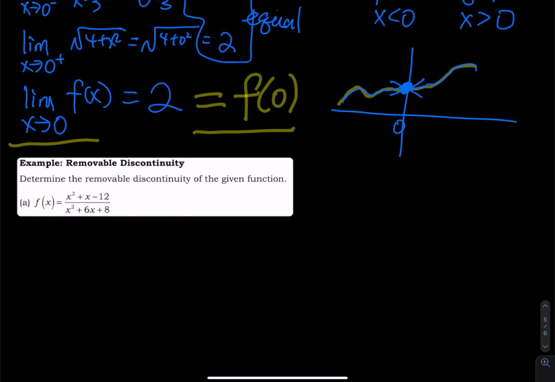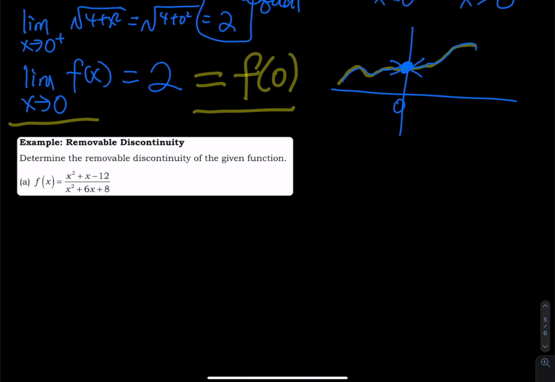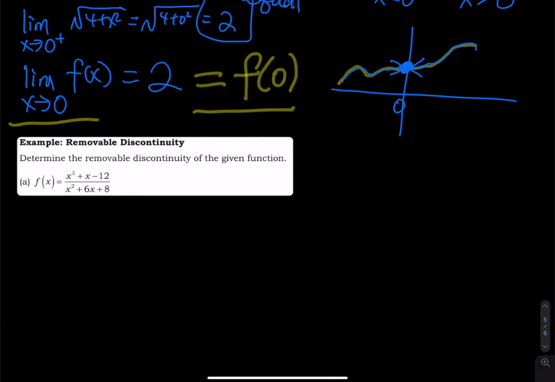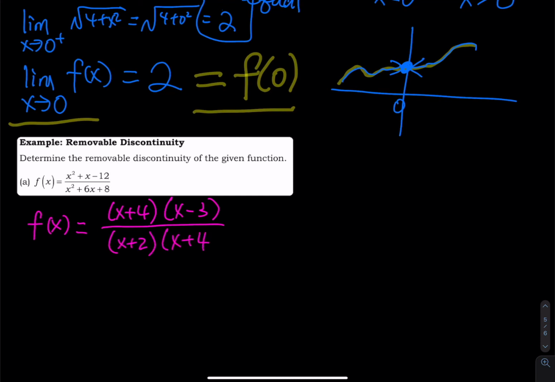Most likely, you have a 0 in the denominator. But you can do algebra to remove the 0. If that is successful, then the 0 you remove is a removable discontinuity. So this is a perfect example. First, let's factor the function. You don't need me to go over how to factor, right? So f of x is equal to x plus 4 times x minus 3, divided by x plus 2 times x plus 4. So that is how we factor.